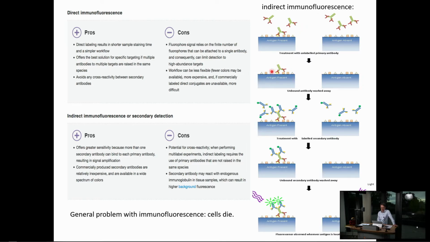So here you have an unlabeled primary. You raise it in the same way as you've seen before. Let's suppose you raise it in mouse first. And then you follow the same steps as before. You fix, permeabilize, block, put the antibody on. Then you put the secondary on. The secondary could, for example, be a generic antibody that recognizes mouse antibodies.